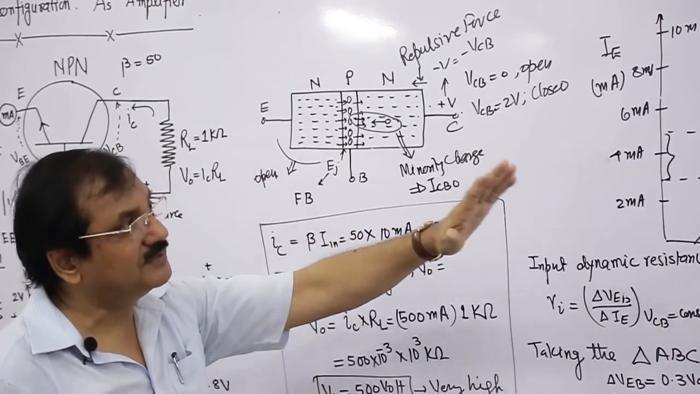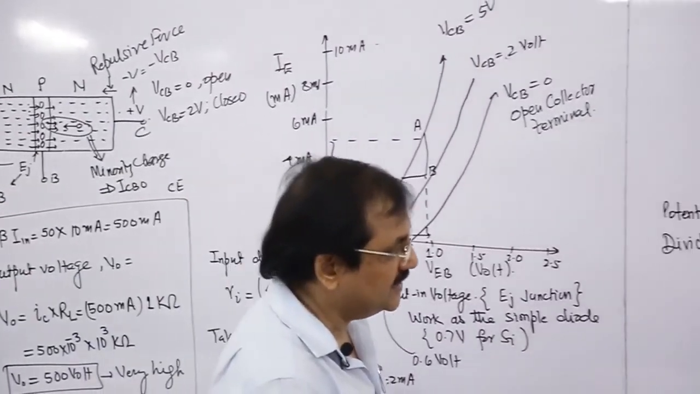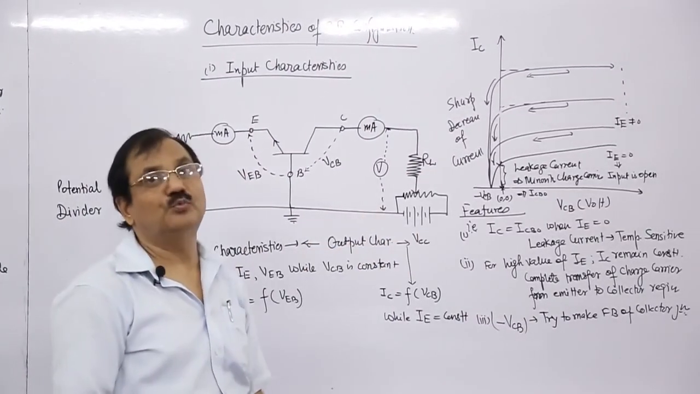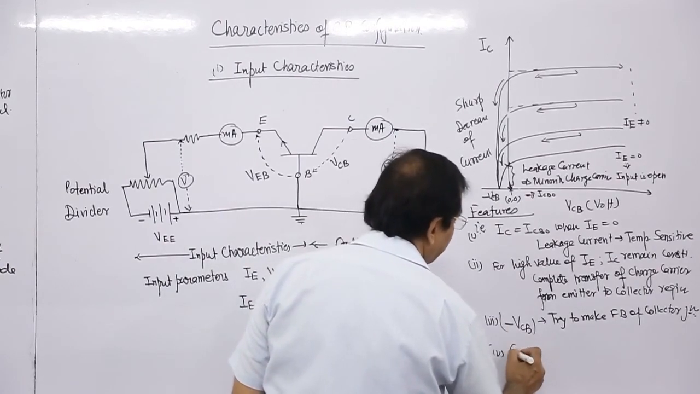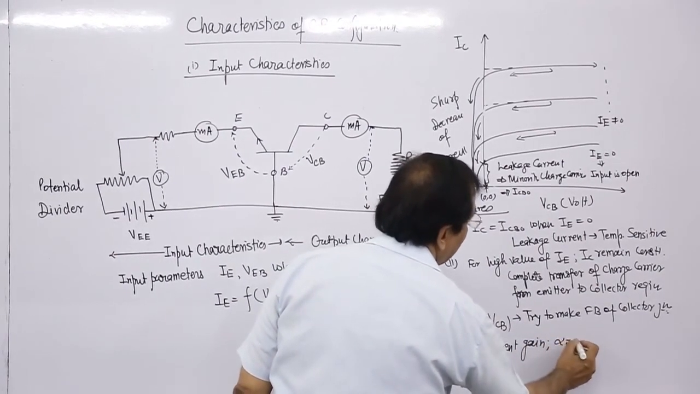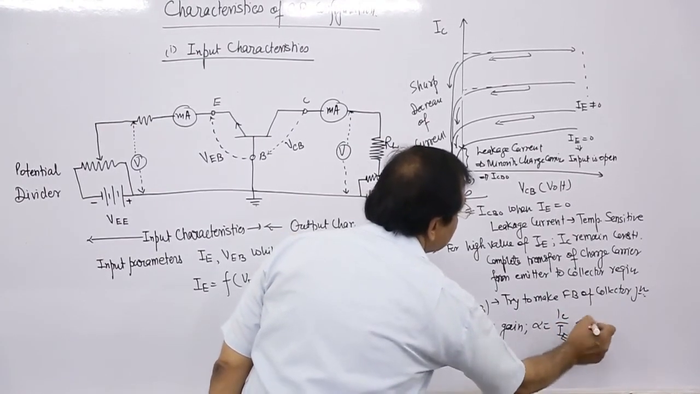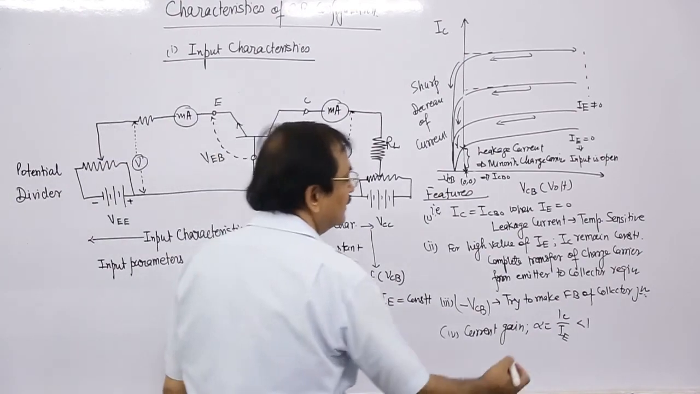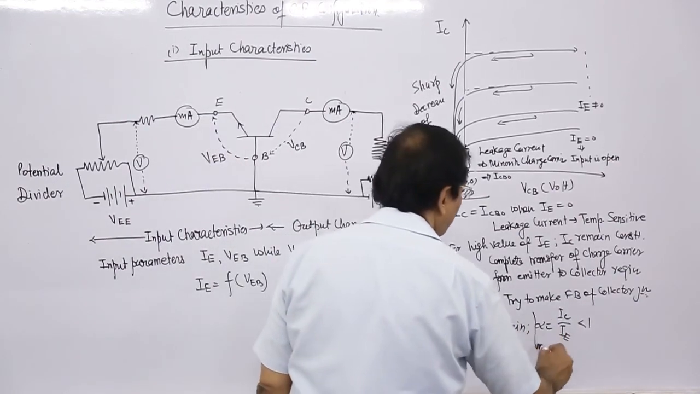So thus there are two ways to express this. First is the input characteristic, and the second is the output characteristic. From the output characteristic, the fourth feature is alpha, the current gain, that is alpha is IC upon IE, which is less than 1.